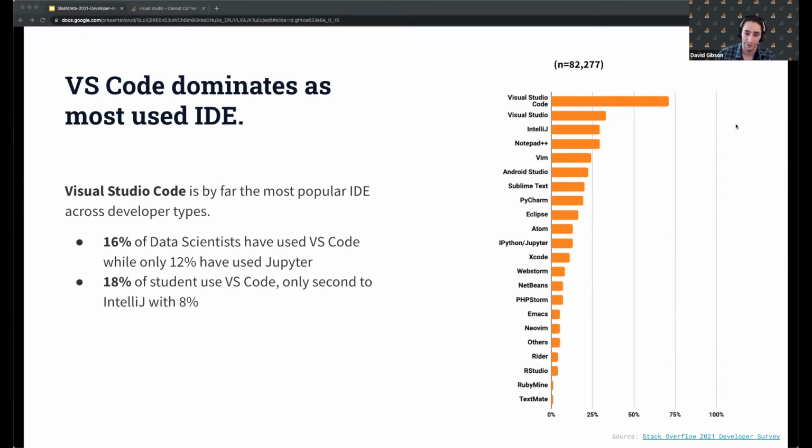Also, it's heavily favored by students, where 18% of students use VS Code, and the second most popular IDE is only IntelliJ with 8% among students.